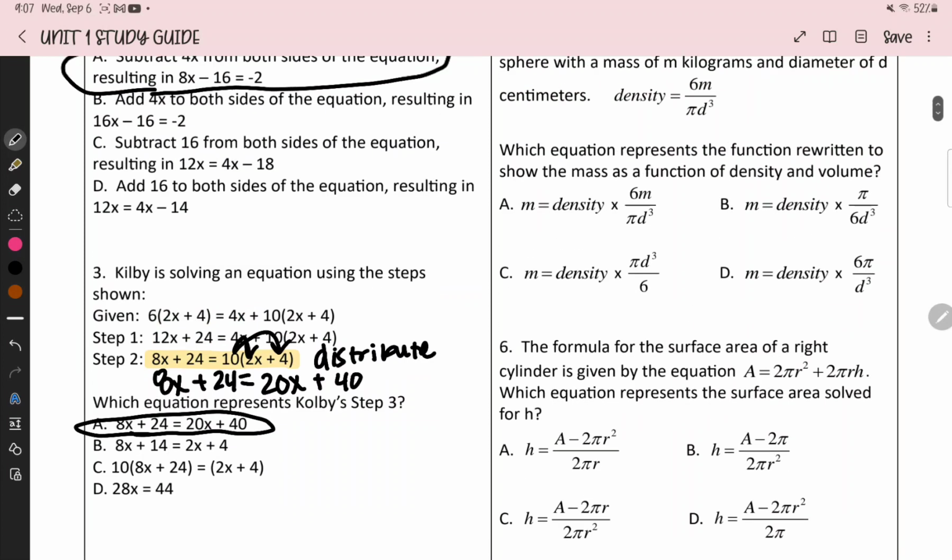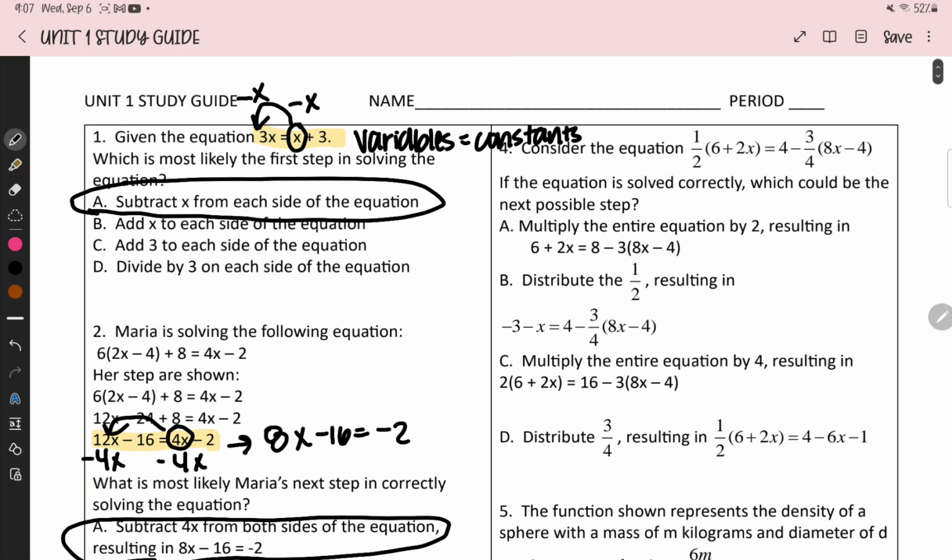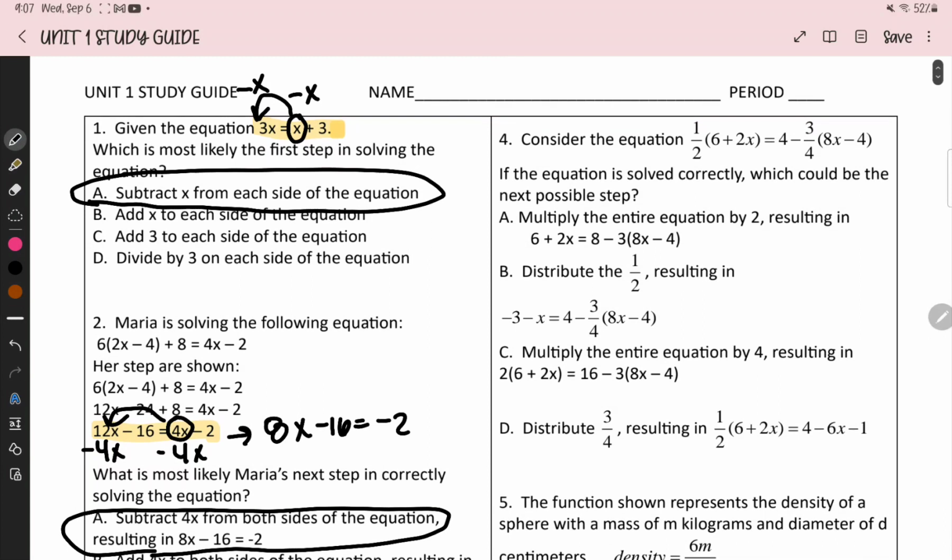All right, moving along. Number 4, and I'm just going to take this away here. Number 4, consider the equation. What could be the next step? I would honestly get rid of all of the fractions. Both our fractions here are 1/2 and negative 3/4. I would get rid of those two. I know that both of them are divisible by 4, so I would multiply everything by 4. That would have been my first step here.